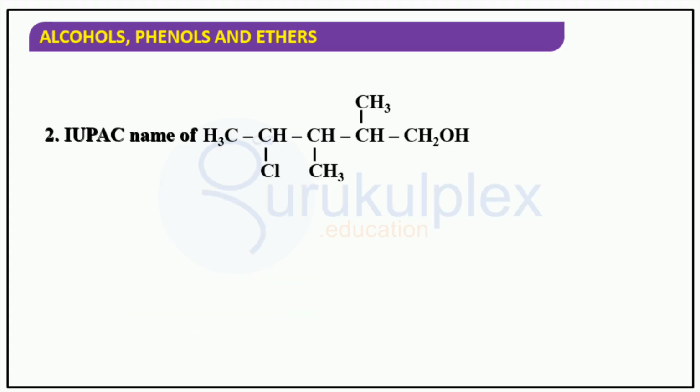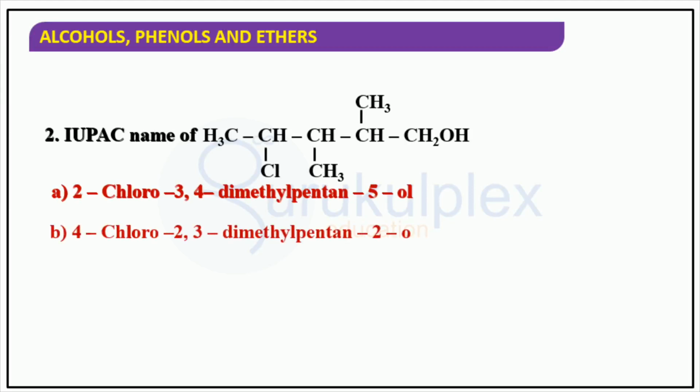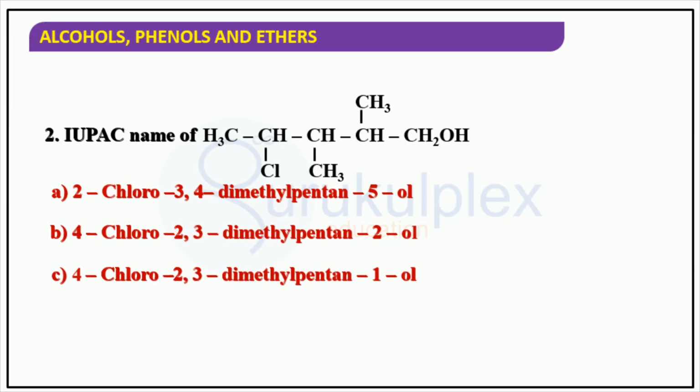We are looking at a slide which focuses on alcohols, phenols, and ethers. A chemical structure with 4 carbon atoms is seen at the top of the slide and 4 potential IUPAC names for it are written below it. The correct name for the structure is 2-chloro-3,4-dimethylpentan-5-OL. It is important to keep these terms in mind as we proceed.